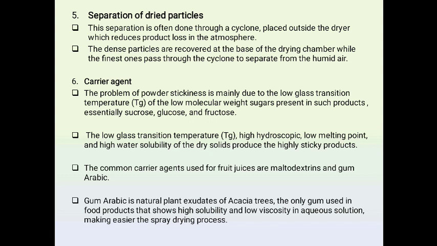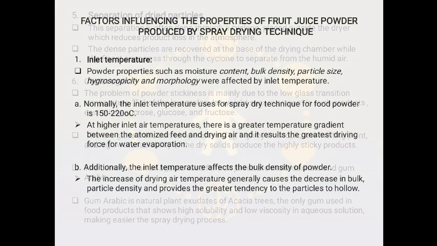The low glass transition temperature, high hygroscopicity, low melting point, and high water solubility of the dry solids produce highly sticky products. The common carrier agents used for fruit juices are maltodextrin and gum arabic. Gum arabic is a natural plant extrudate of acacia trees, the only gum used in food products that shows high solubility and low viscosity in aqueous solution, making the spray drying process easier.